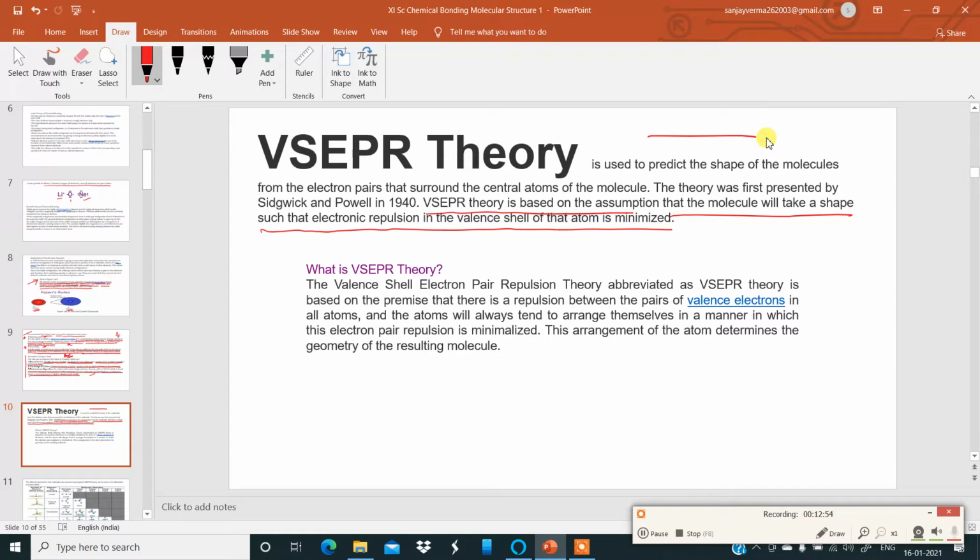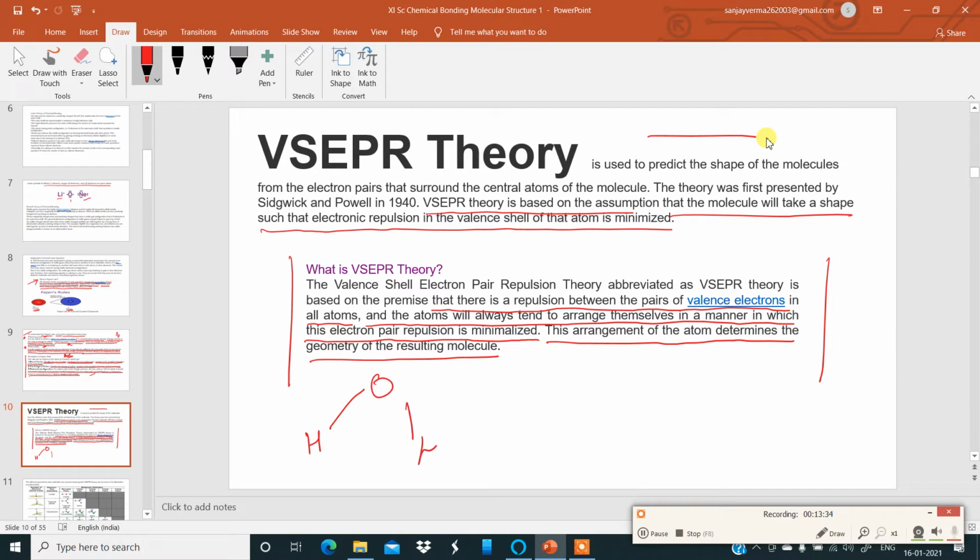Now, what is VSEPR theory? Let us try to understand that. The valence shell electron pair repulsion theory, abbreviated as VSEPR theory, is based on the assumption that there is a repulsion between the pairs of valence electrons in all atoms, and the atoms will always tend to rearrange themselves in a manner in which this electron pair repulsion is minimized. This arrangement of atoms determines the geometry of the resulting molecule. Now you must have learnt about the structure of the water molecule in your junior classes.